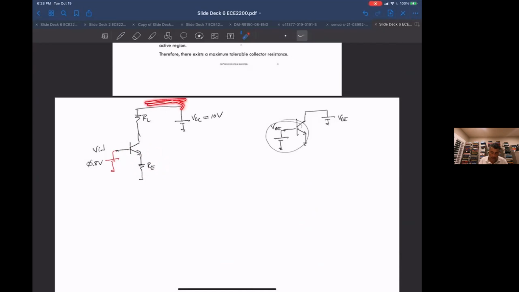And whatever is hooked up on the top is not VCE. This is the collector, this is the emitter, that's your VCE. This is the base, this is the emitter, that's your VBE. So you've got to be careful about that. I just wanted to mention that because it's a good way to get in trouble later.